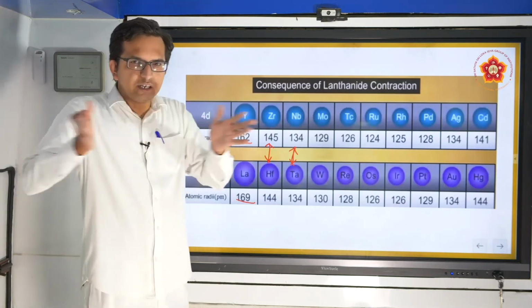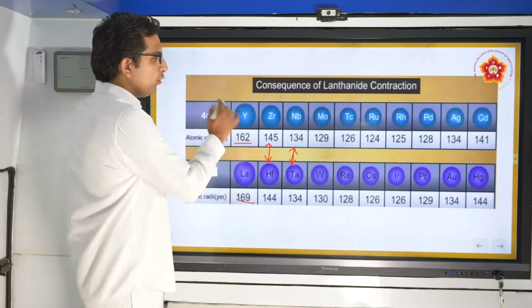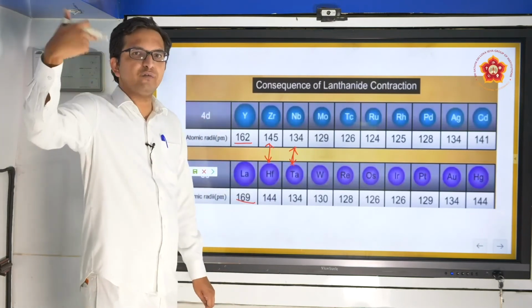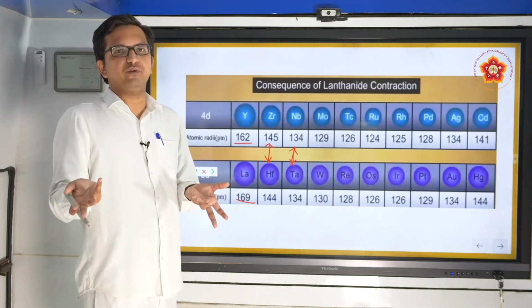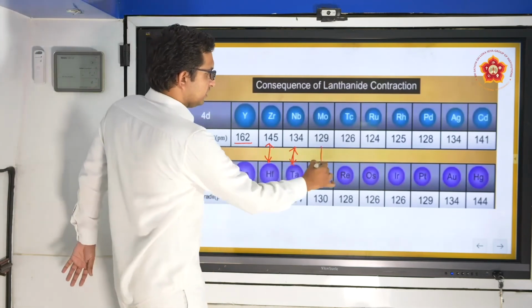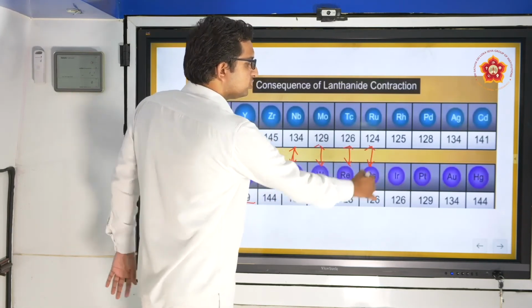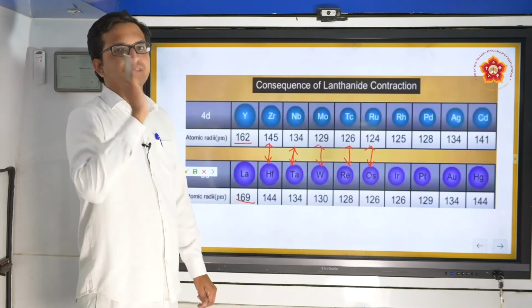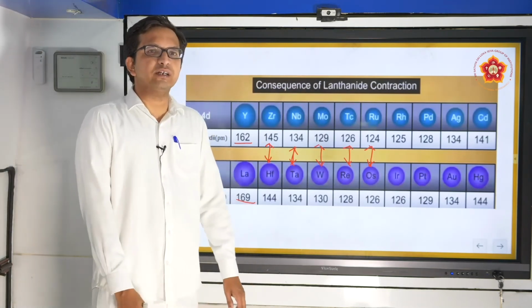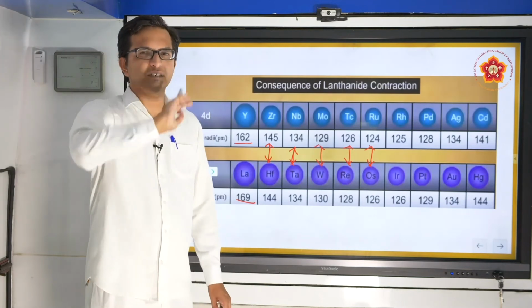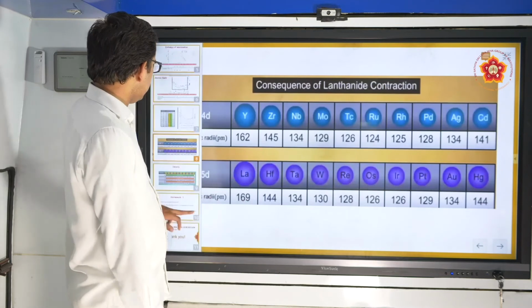They should have had a little bit of difference because more orbits are there. Always remember, 4D is in the 4th orbit, 5D is in the 5th orbit. So when there is a difference in orbit, you should have had a difference. But because of these lanthanide systems, you can see that their radii are almost similar or exactly the same in some cases. This is what we call the consequence of lanthanide contraction, where lanthanide elements are added beforehand. So this is one aspect of it.